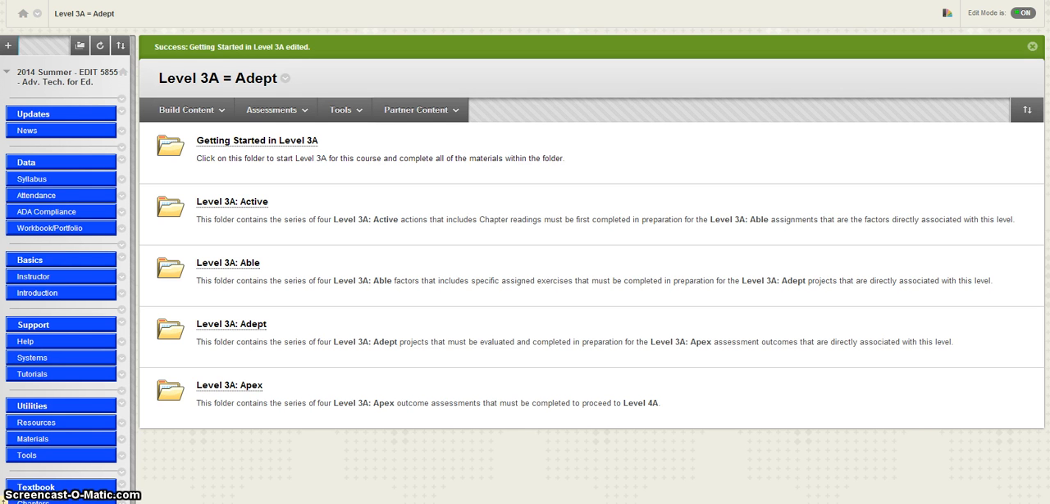At this point, at level 3A, you're going to have some advanced things you're going to be doing, and you're nearly at the last tier, which is Apex.